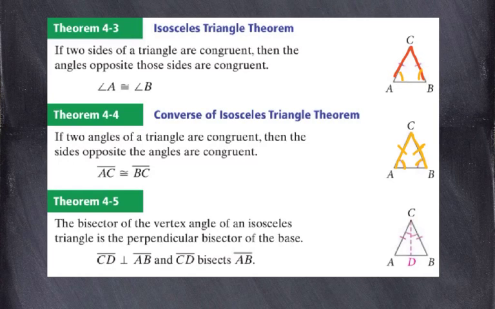So we have the original isosceles triangle theorem, which says if the sides are congruent, then those two base angles are congruent. The converse says if we know that the angles are congruent, then the opposite sides will be congruent. And lastly, we have theorem 4.5. It says the bisector of the vertex angle of an isosceles triangle. Now, the vertex angle of an isosceles triangle is the angle of the triangle that is not opposite one of the congruent sides. So basically it's going to be in between the two congruent sides. Now the bisector of that is going to be perpendicular with the base. So it creates a right angle down there.